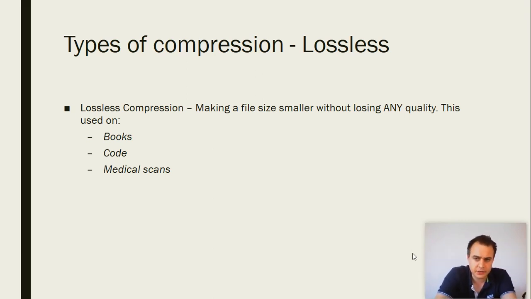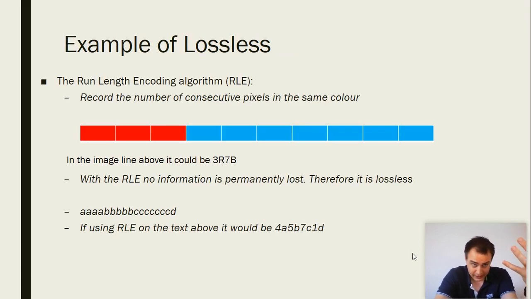An example of where this could be used is the RLE algorithm. This stands for run length encoding. It basically records a number of consecutive pixels in the same color, or repeated characters in a string. So for instance, here we have a line of an image of pixels. We've got red, blue, blue, blue, blue, blue, blue, blue.